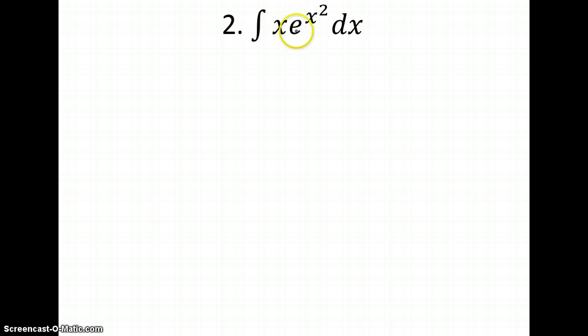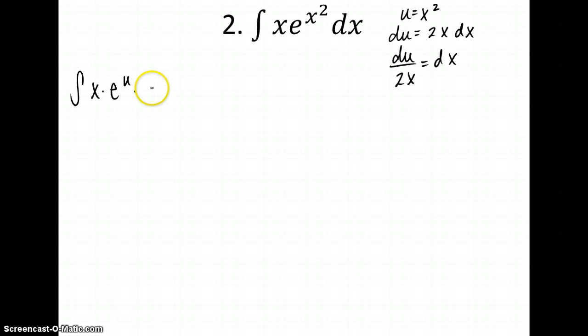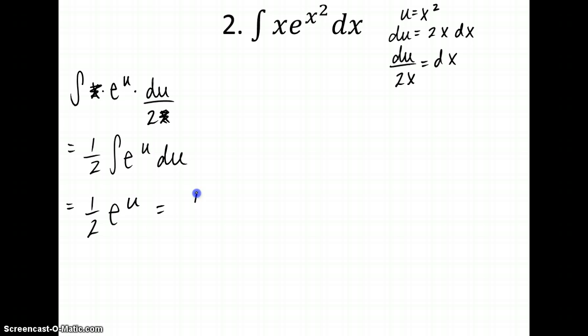Now, here we have x times e to the x squared. Again, when you see e, always start with your u to be that exponent. It won't always be the case, but it'll be the best place to start. That makes du 2x dx. Solving that for dx, we have the integral of x times e to the u, replacing dx with du divided by 2x. My x's cancel, so I know my u substitution was correct. And now the actual integral looks exactly like the last example. So 1/2 e to the u, and then just replacing that u with the appropriate substitution.